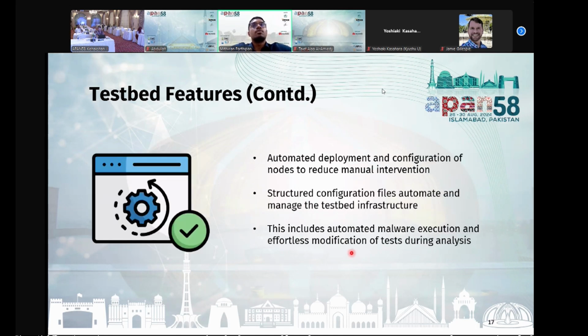Automation means automated deployment and configuration of nodes to reduce manual intervention, where structured configuration files automate and manage the testbed infrastructure. And also the automation should be able to modify the malware execution and also test during the analysis for a better understanding of peer-to-peer botnets.